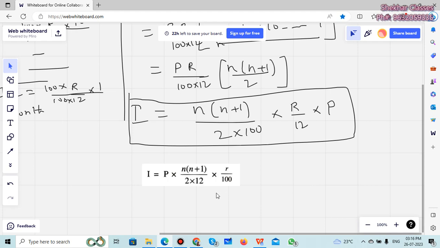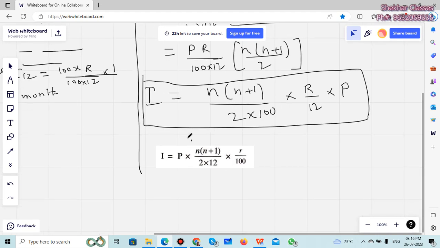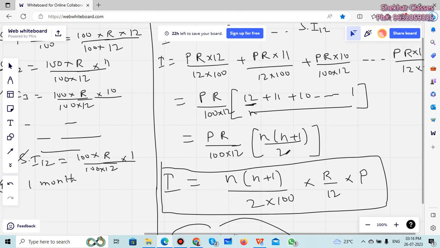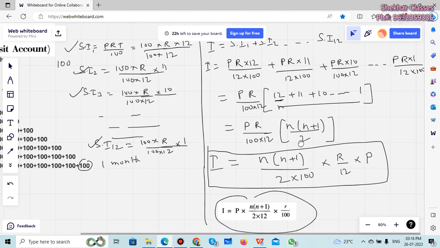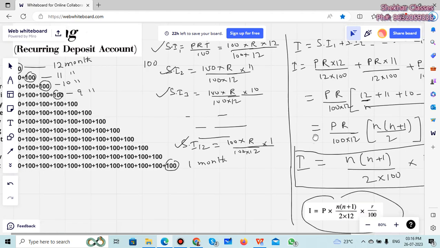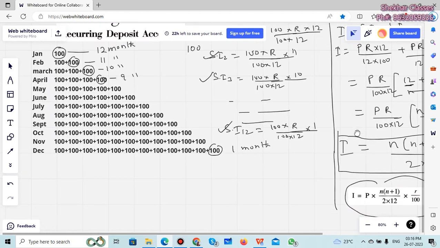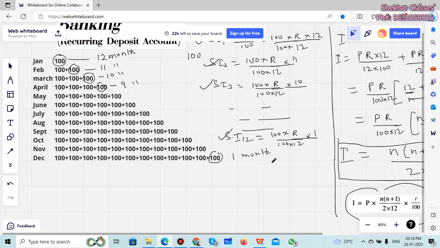Remember, in your book you may have the formula as such. Check it with the one I have got here. It is the same thing: P into R upon 100, upon 12, into 2, and into n plus 1. So it is the same formula. But you need to understand how it is so, because if you understand, it will be easier for you to solve difficult questions. Now the question arises, how much money have you deposited by the end of this 1 year?